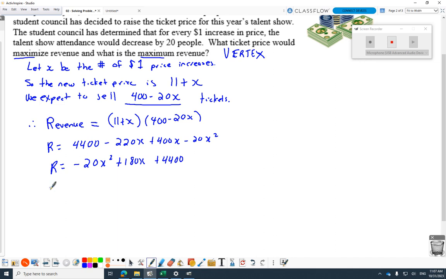Here are the steps. Common factor off the negative 20. That allows me to get to the magic number. How do we find the magic number?